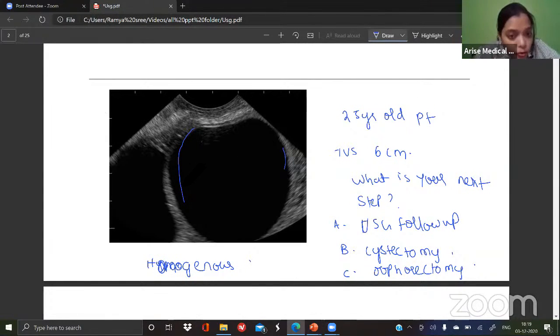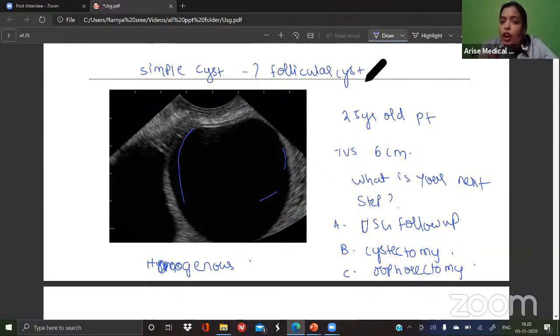As it is homogeneous and hypoechoic, it is basically fluid filled, and it is a simple ovarian cyst. Why? Because in a complex ovarian cyst you will have thick septations, it will be multiloculated, it will have heterogeneous patterns, some solid areas inside, but you don't see anything here. It is like a fluid filled balloon. It is a simple cyst. To be frank, this simple cyst looks like a follicular cyst.